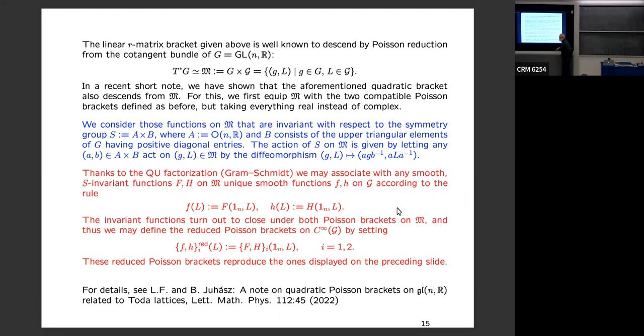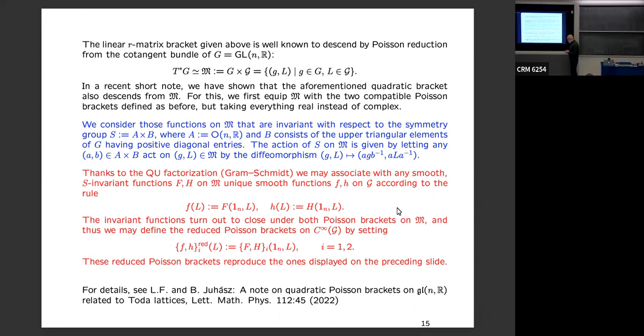So this is a unique representative of every orbit of the symmetry group in our phase space, and then you define the reduced Poisson bracket by just restricting the Poisson bracket of invariant functions to this cross section of the orbits of the phase space. And then you recover those compatible Poisson brackets written on the previous slide. Actually, you can also do the LU factorization and the Cholesky factorization, the same procedure works with suitable modification of the symmetry group, and you obtain also Bi-Hamiltonian structures for those generalized Toda flows.